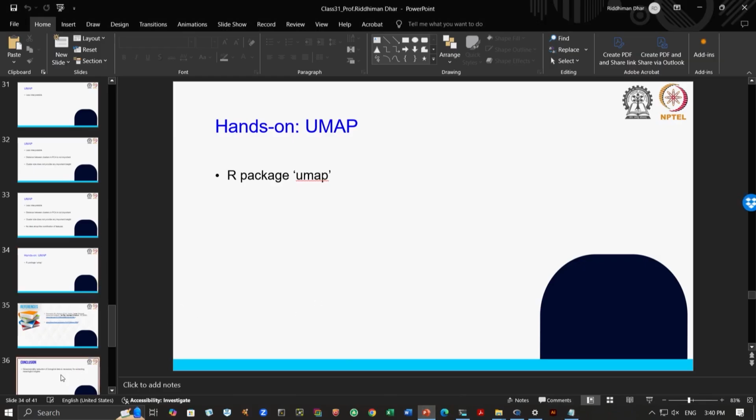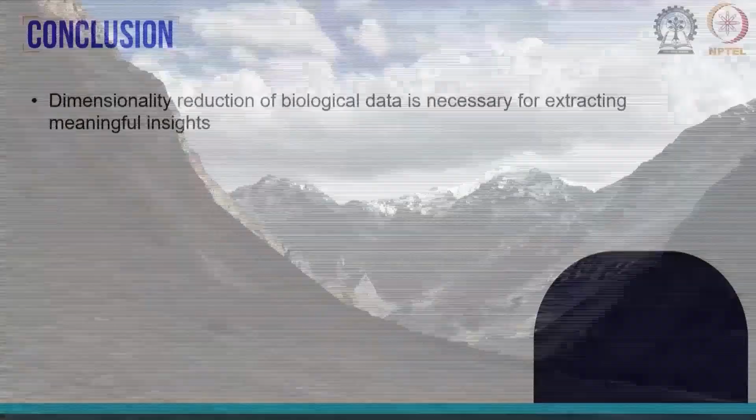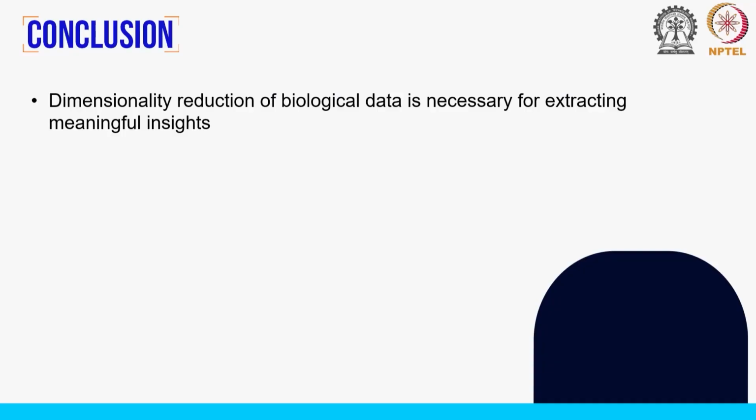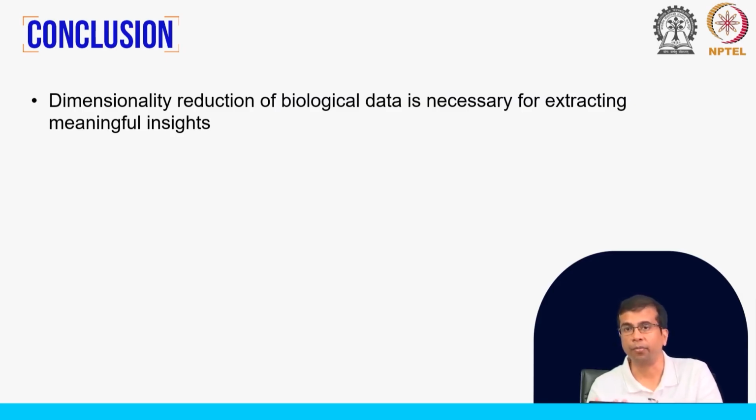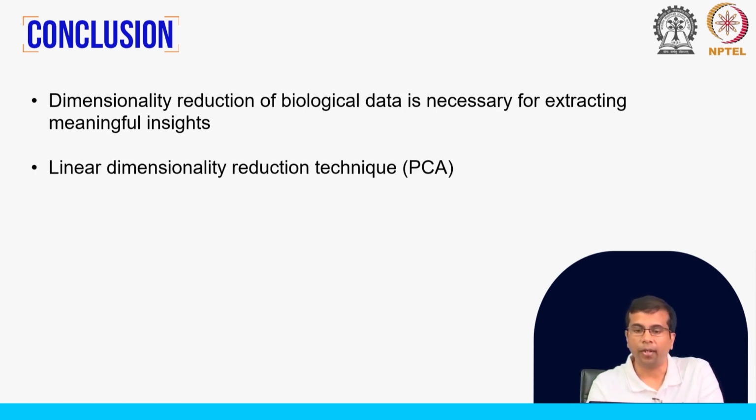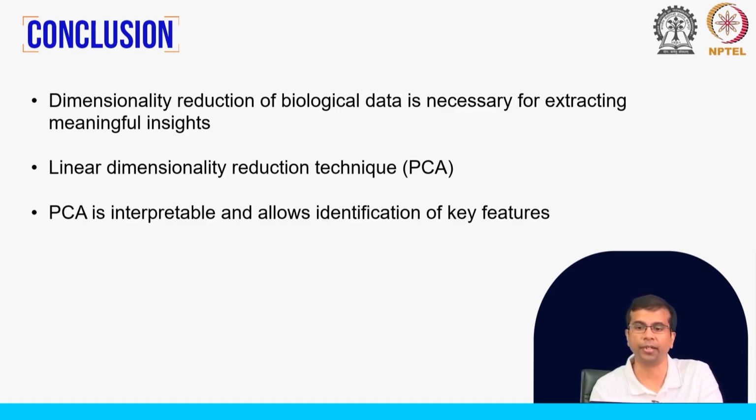So, I will go back to the presentation. Just to summarize, as I said, dimensionality reduction is necessary for extracting meaningful insights. As we have seen, we can identify some of the important features, which we will do in the subsequent classes in the hands on, and this can also give us the structure of the data and similarity between different samples. There are different types of dimensionality reduction techniques. One I mentioned is the linear technique called principal component analysis, or PCA, and as I mentioned, PCA is interpretable, and it allows us to identify the key features that explain the variation in the data.